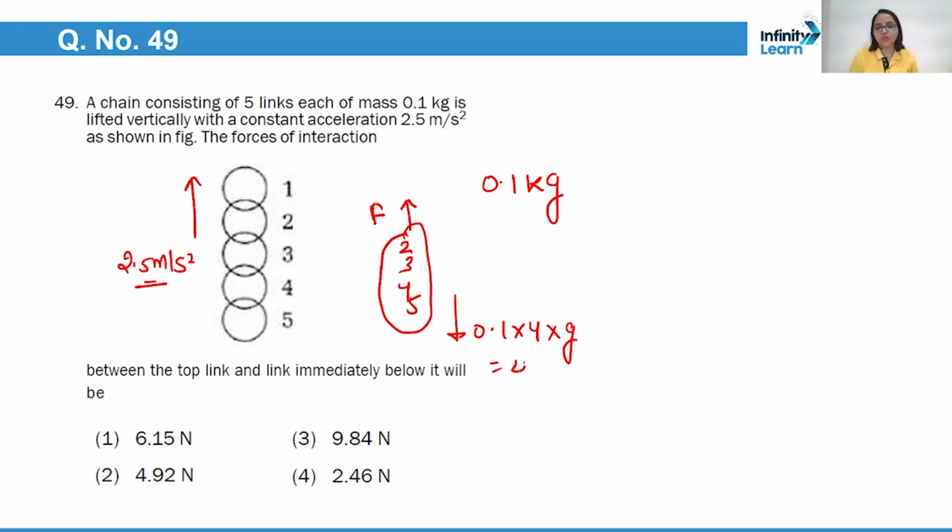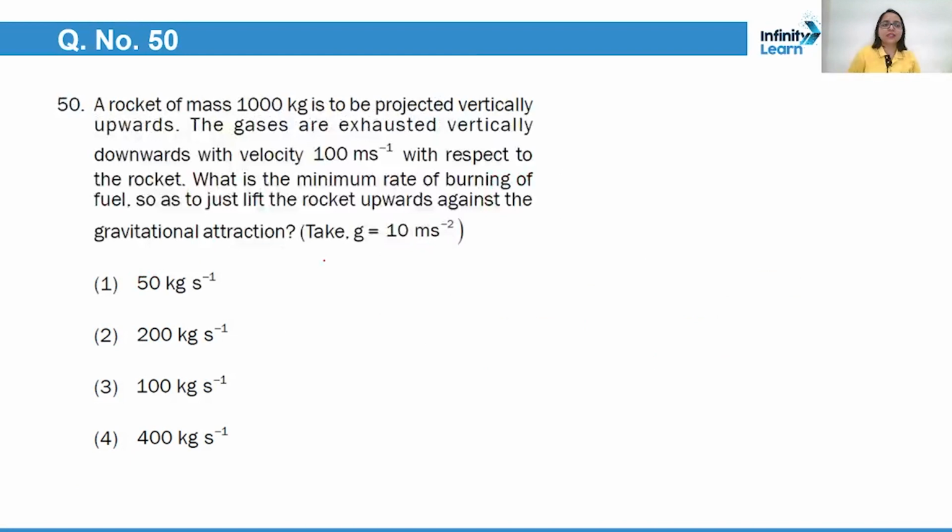So that is equal to 4 Newton. And acceleration of this complete 0.4 kilogram mass is in upward direction, 2.5 meter per second square. So net force F minus 4 is equal to 2.5 into 0.4. So approximately the value of the force of interaction is 5 Newton, because I've taken the value of g as 10. But if you take the value of g as 9.8, the approximate value of force of interaction between 1 and 2 will be 4.92 Newton, which is option 2. Next is question number 50.